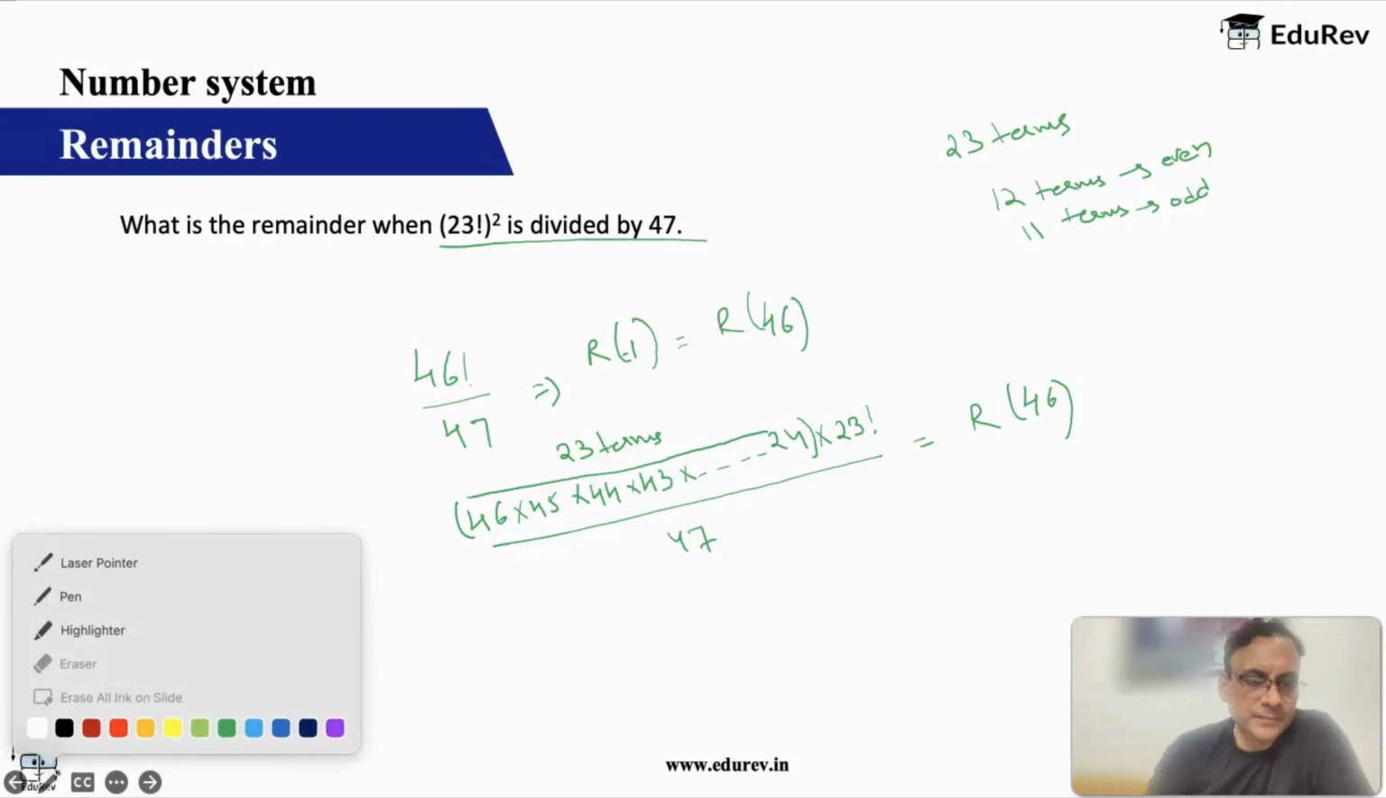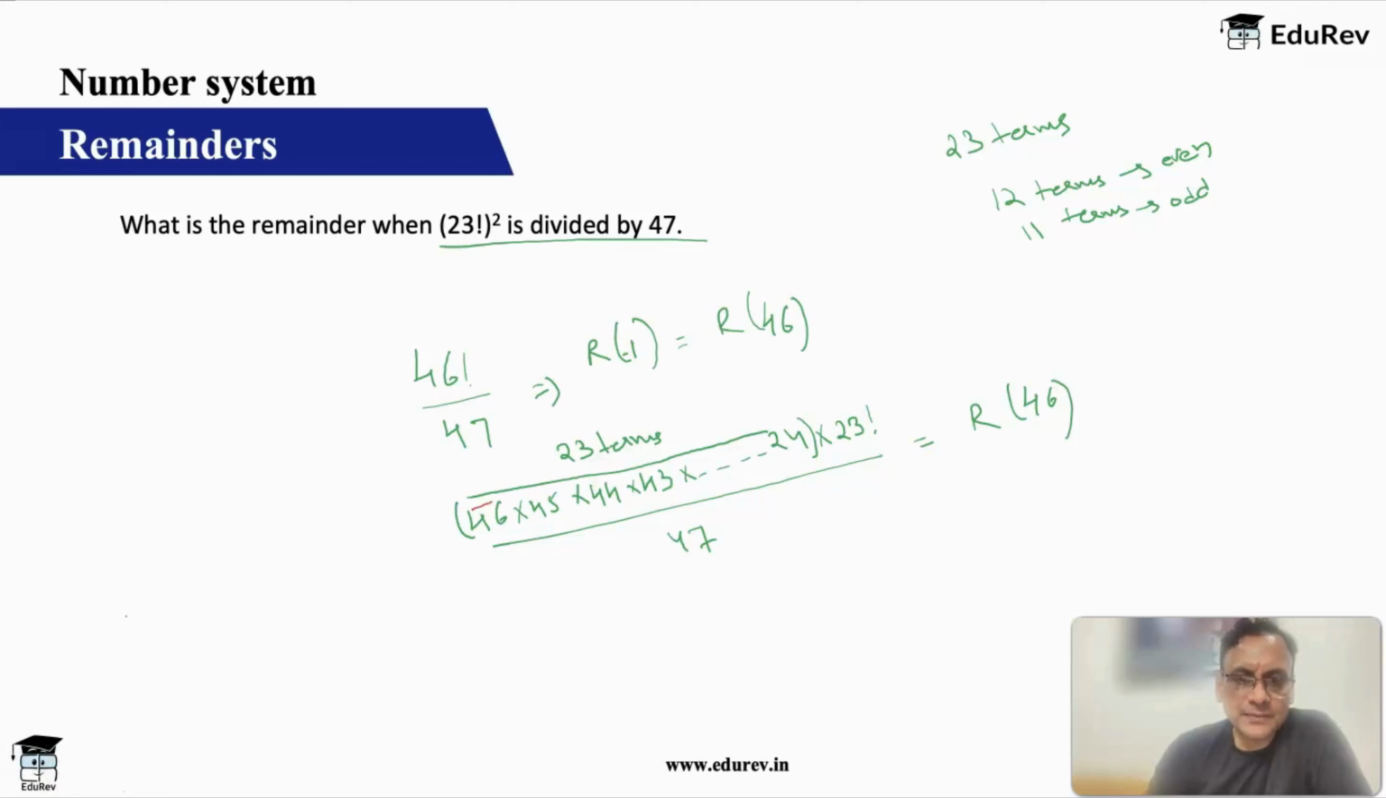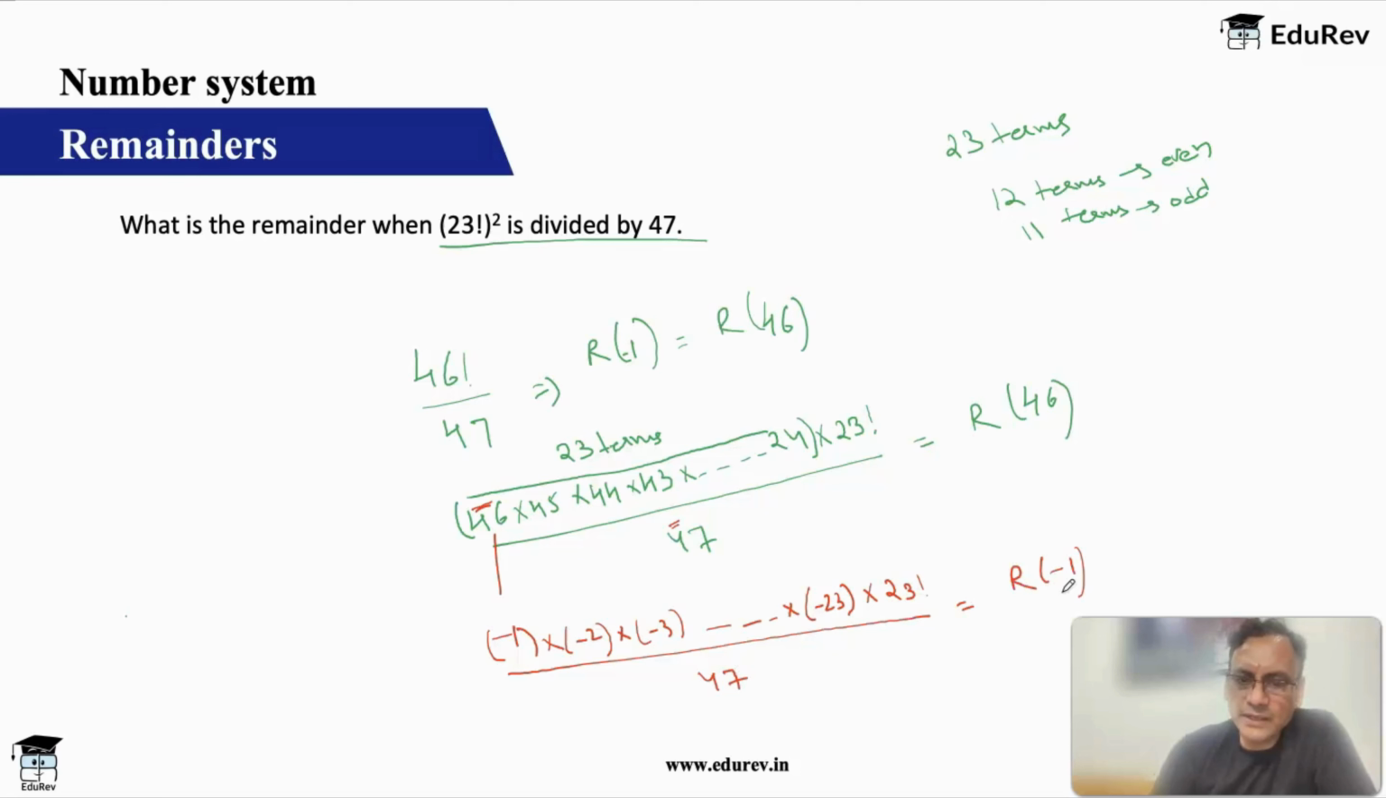Okay, so let's do one thing. What if I divide this 46 by 47? What remainder do I get? 46? Or I can say minus 1. So this one will give me a remainder of minus 1. Next one, 45, will give me a remainder of minus 2. 44 will give me a remainder of minus 3. And this will go till 24, which will give me a remainder of minus 23, into 23 factorial divided by 47. This is what I have. Fine till here?